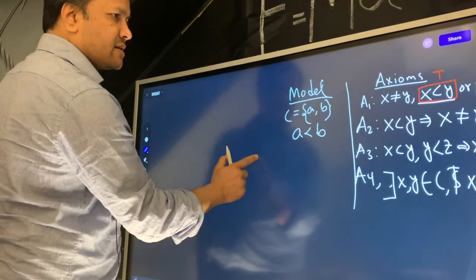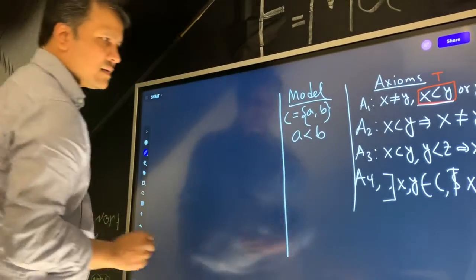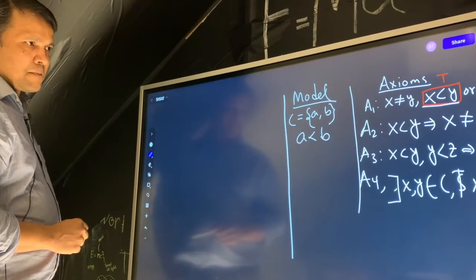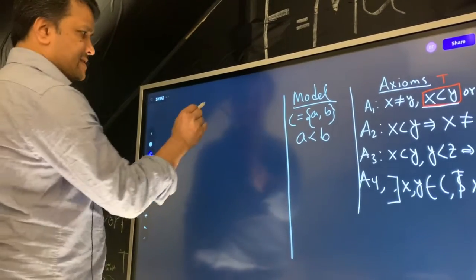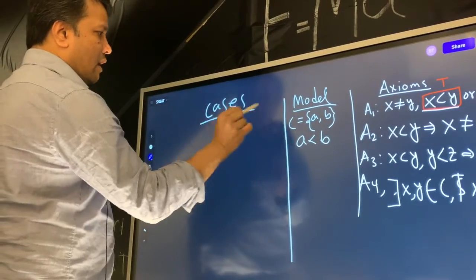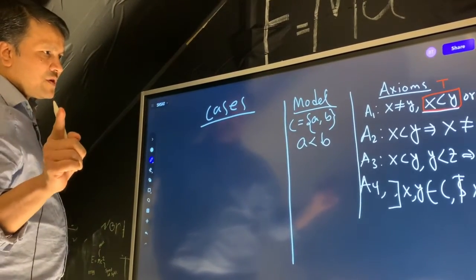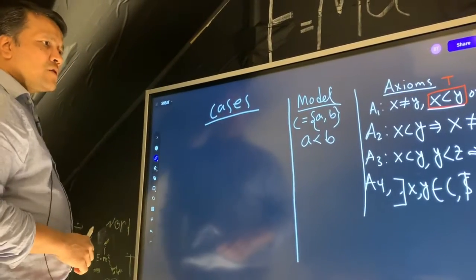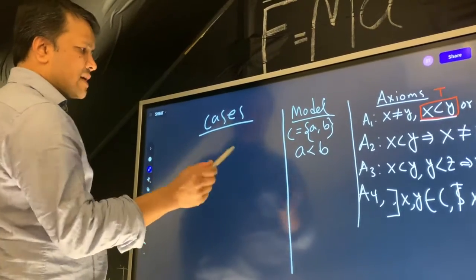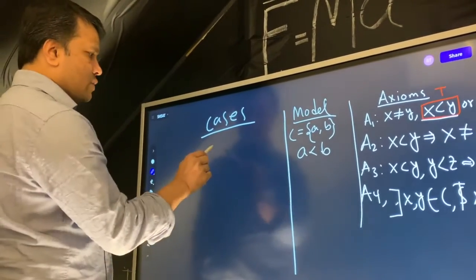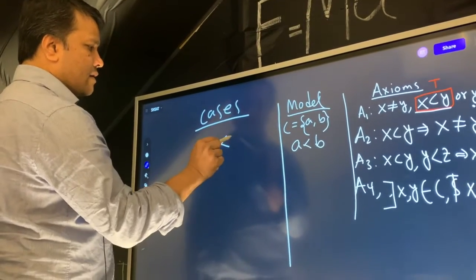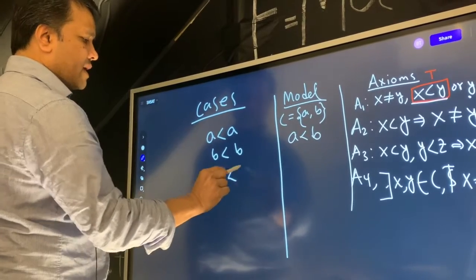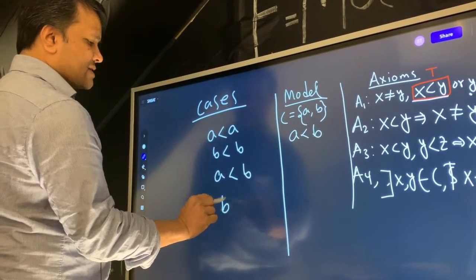Let's make it smaller and let's write the reasoning. All right, let's write the cases. We're going to write the reasoning in a second, but before the reasoning we have to write the cases. So instead of x and y, we're going to use a and b. So you have a less than a, b less than b, a less than b, and b less than a.